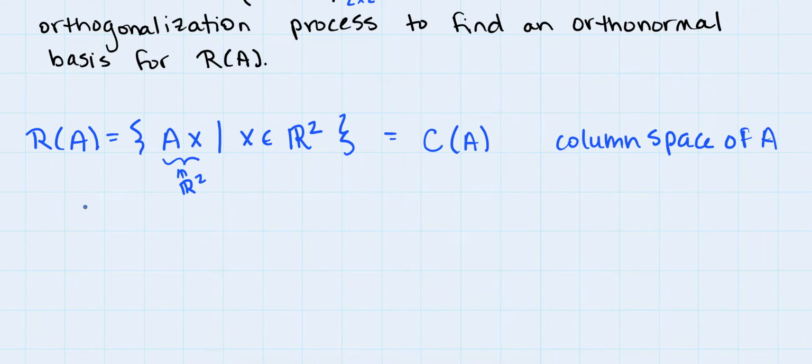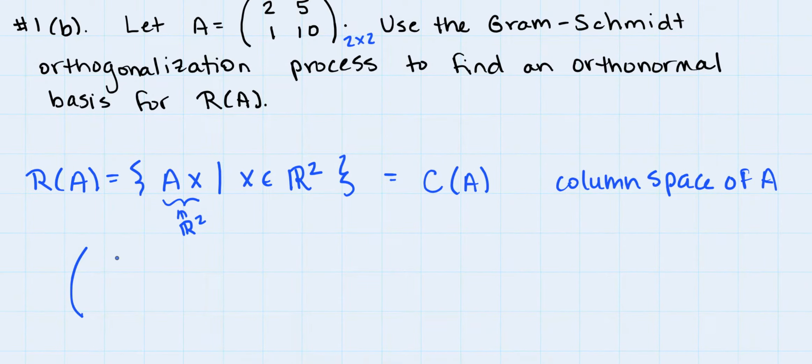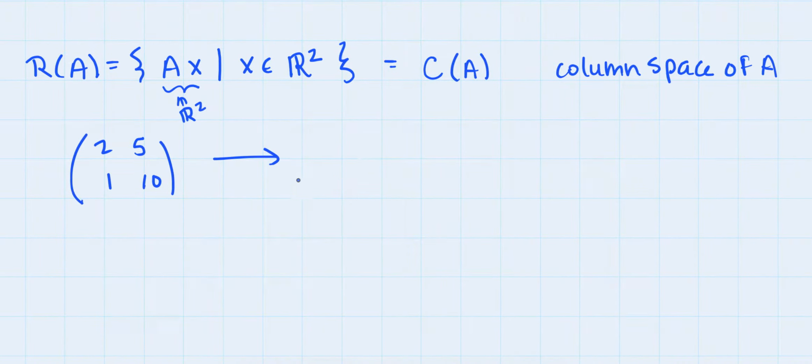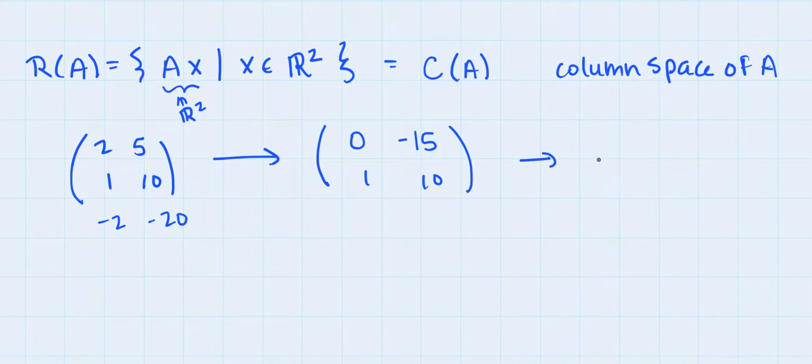Remember that to find the column space of a matrix, this matrix is 2, 1, 5, 10, we need to put this into reduced row echelon form. All right, let's get rid of this 2 here. I'm going to multiply the bottom row by a -2. Remember, you can do it however you want, as long as you get it into reduced row echelon form. So I get 0, -15, 1, 10. I'm going to switch these 2 rows.